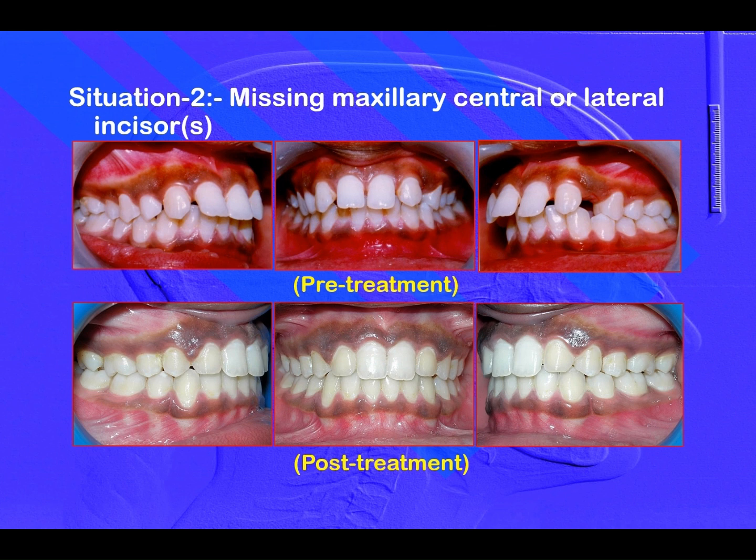Similarly, in a few situations the maxillary central incisor is to be replaced by a lateral incisor, or the lateral incisor by a canine. In such situations, finishing the occlusion with any pre-adjusted edgewise appliance is difficult unless additional adjustments are made either in the arch wire or appliance itself.